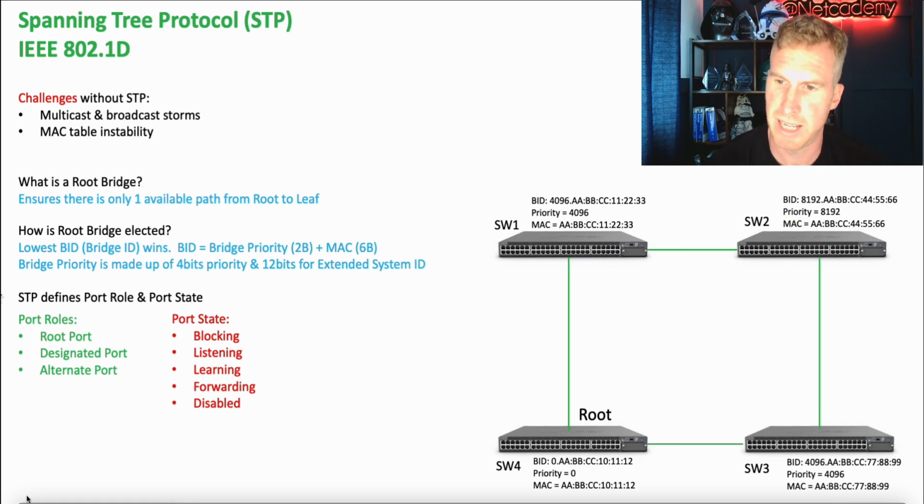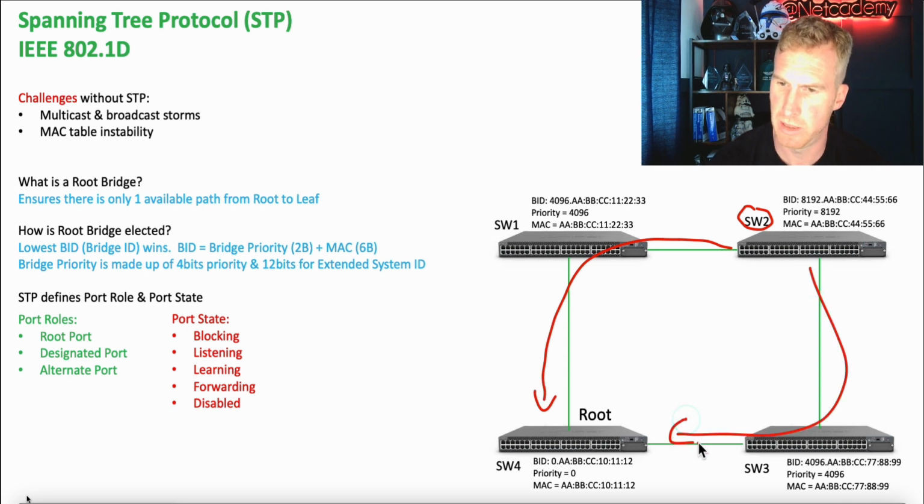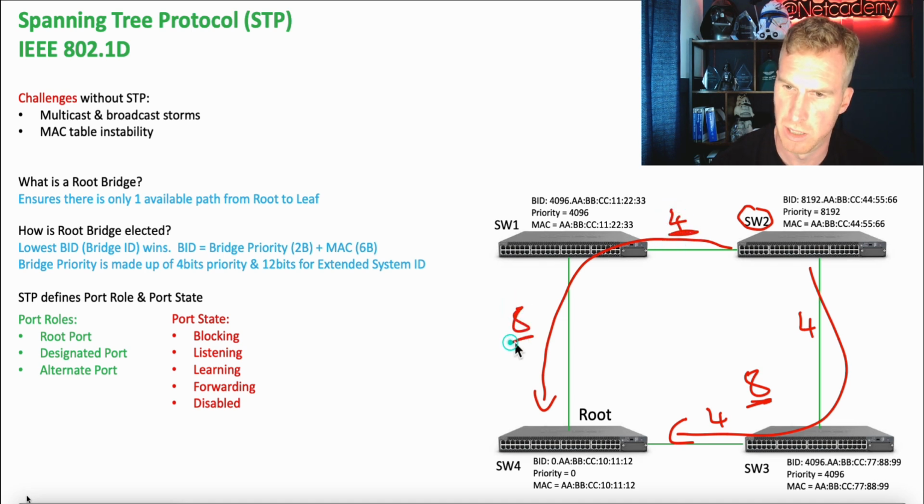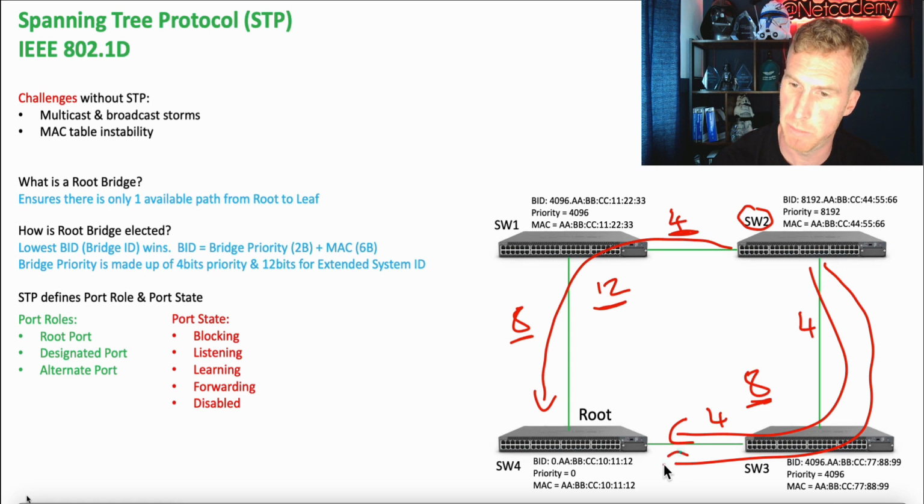If we look at it from SW2's perspective, again, it's got 2 different ways to get to the root bridge. Let's just say this route down here, we've got a cost of 4 on this interface and a cost of 4 on this interface, which of course makes 8. And let's say we've got a cost of 4 here and a cost of 8 here, which has a total, of course, of 12. Which way is it going to prefer?